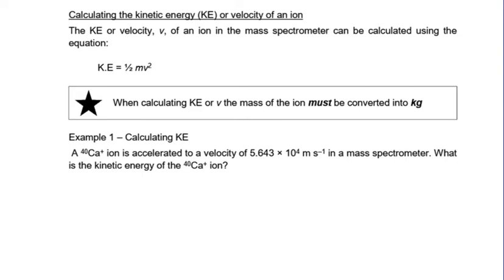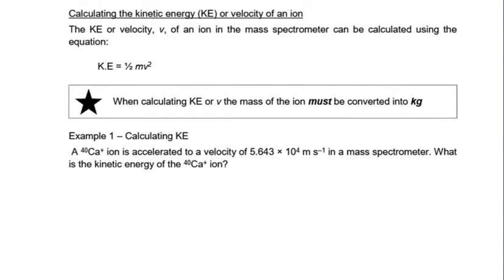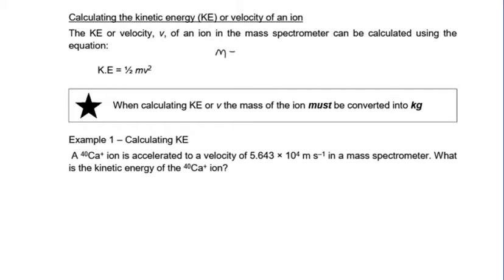So in this video we're going to look at how you would calculate kinetic energy of an ion in a mass spectrometer. We've already considered how we will calculate the mass of an ion, and if you've forgotten about that, go back and watch the video again. We must have that mass in kilograms, so we must find that number in kilograms for one ion. And remember that kinetic energy is a half mv squared, where m is mass in kilograms and v is velocity in meters per second.